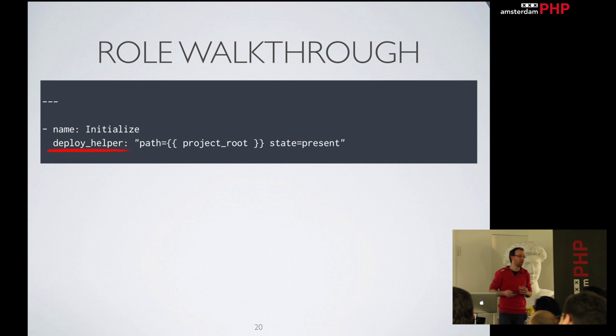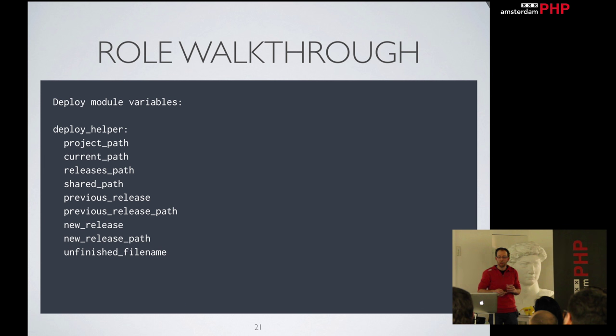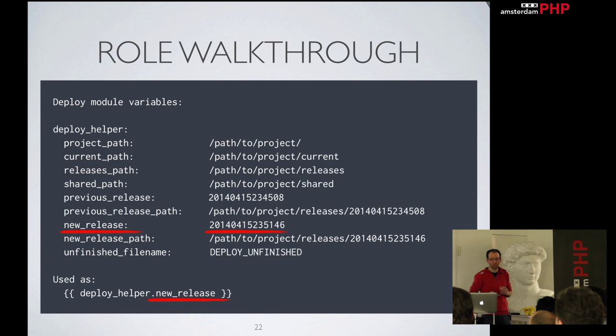Besides making the directory, it will also gather a couple of facts. And facts are just like variables in Ansible, stuff you can use. And these are the variables that are created. It's a list. Most of them are paired because they are variables and then also the complete path for that variable. And most of them are just paths, but one is really interesting, and that's the timestamp for the new release, which the module creates for you.